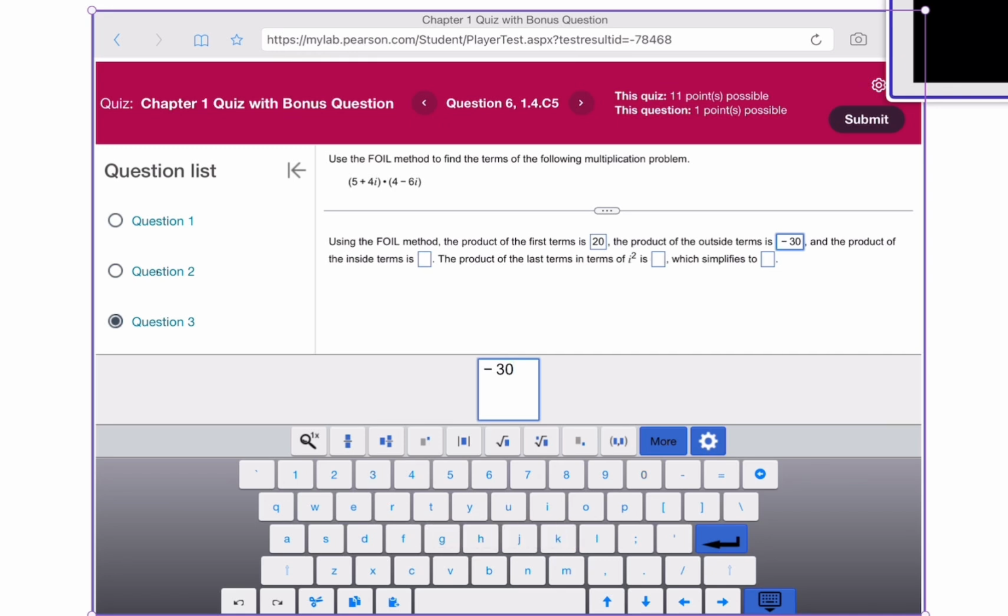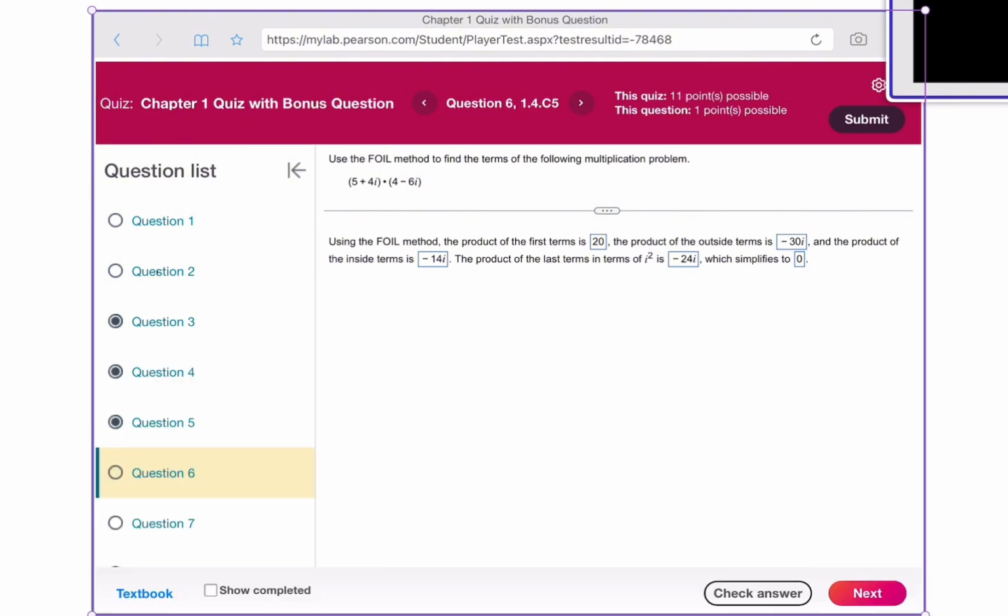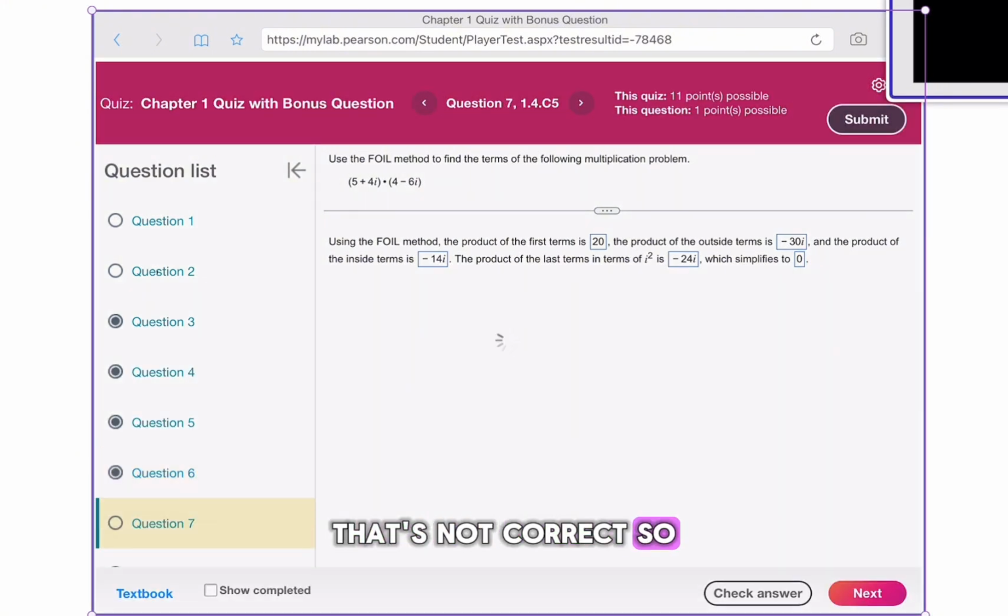Where is i? Inside is the product of the inside terms. Oh my goodness. I don't know if it's typing or not. So I think it was minus 14i. And then the product of the last two terms is -24i. And I'm just going to type in 0 just so I can move on. That's not correct. So just so you know that.